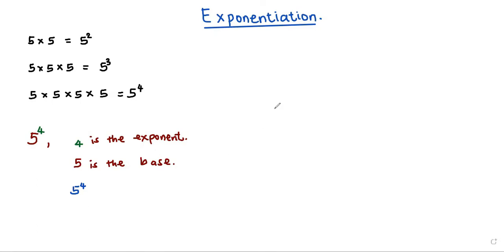we call it an exponential number. So if we have 5 to the power of 4, 4 we can call the exponent, 5 we can call the base, and the whole of it, 5 to the power of 4, we call the exponential number. For instance, 5 squared is the same as 5 to the power of 2. We say that 2 is the exponent, 5 is the base, and the whole of it, 5 squared, is the exponential number.